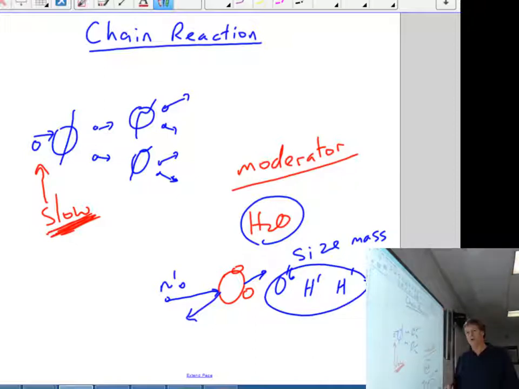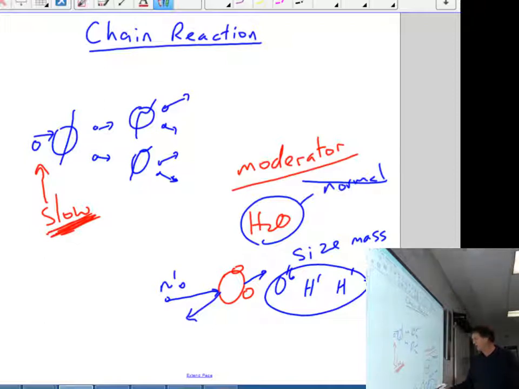It will actually recoil there. So you want something relatively small as a molecule here that's going to recoil, or in the case of carbon, an atom. Okay? So size is important. So this does actually absorb some of the kinetic energy. The reason they don't use normal water is because it's actually going to absorb some of those neutrons into the hydrogen.